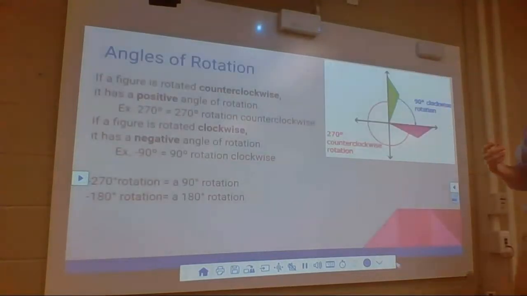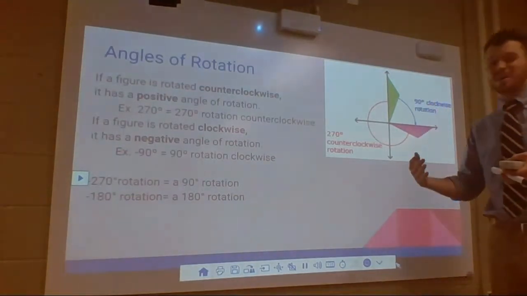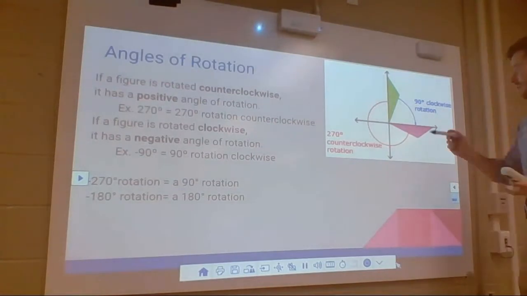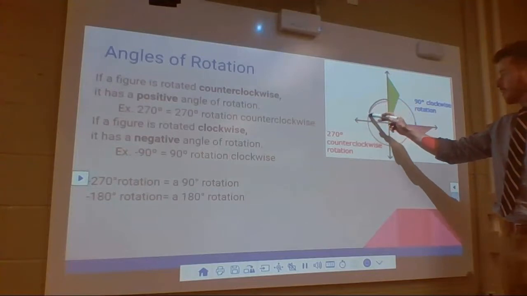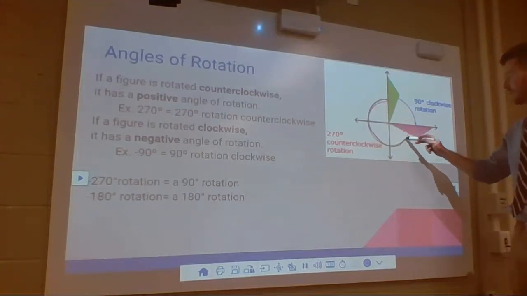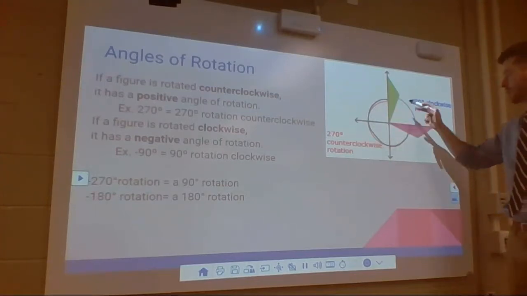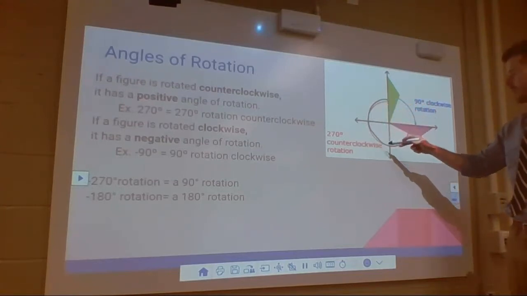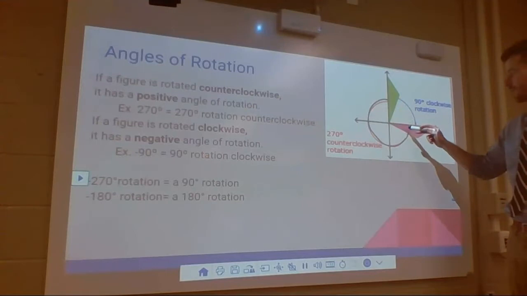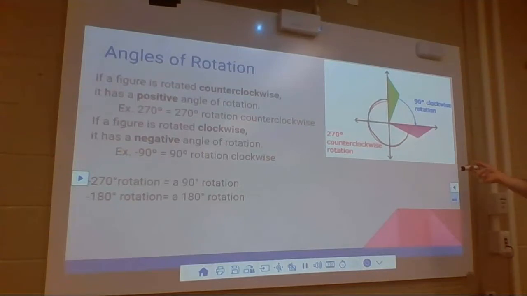So now let's talk about angles of rotation a little more. If the figure is rotated counterclockwise, it has a positive angle of rotation. So if it's going counterclockwise, so again the opposite way a clock goes, here we would have a counterclockwise rotation, and this is 270 degrees, okay? So it's starting in the first quadrant. You can see this green triangle starting in the first quadrant and going 1, 2, 3 quadrants right here to where it would map onto that purple or purplish pinkish triangle. Remember, I'm kind of colorblind.